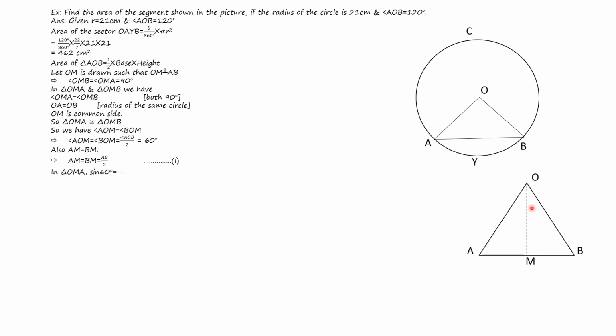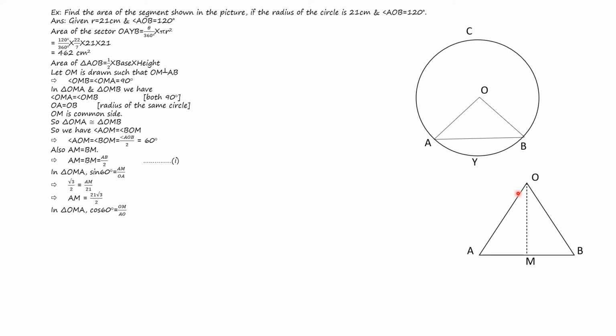This is the first equation. Now in triangle OMA, sin 60 degrees equals AM by OA. If we take this angle as the angle of reference, then sine of angle AOM, which is nothing but sine of 60 degrees, is perpendicular by hypotenuse, MA by AO, or it is nothing but root 3 by 2 equals AM by 21. This implies AM equals 21 root 3 whole divided by 2.